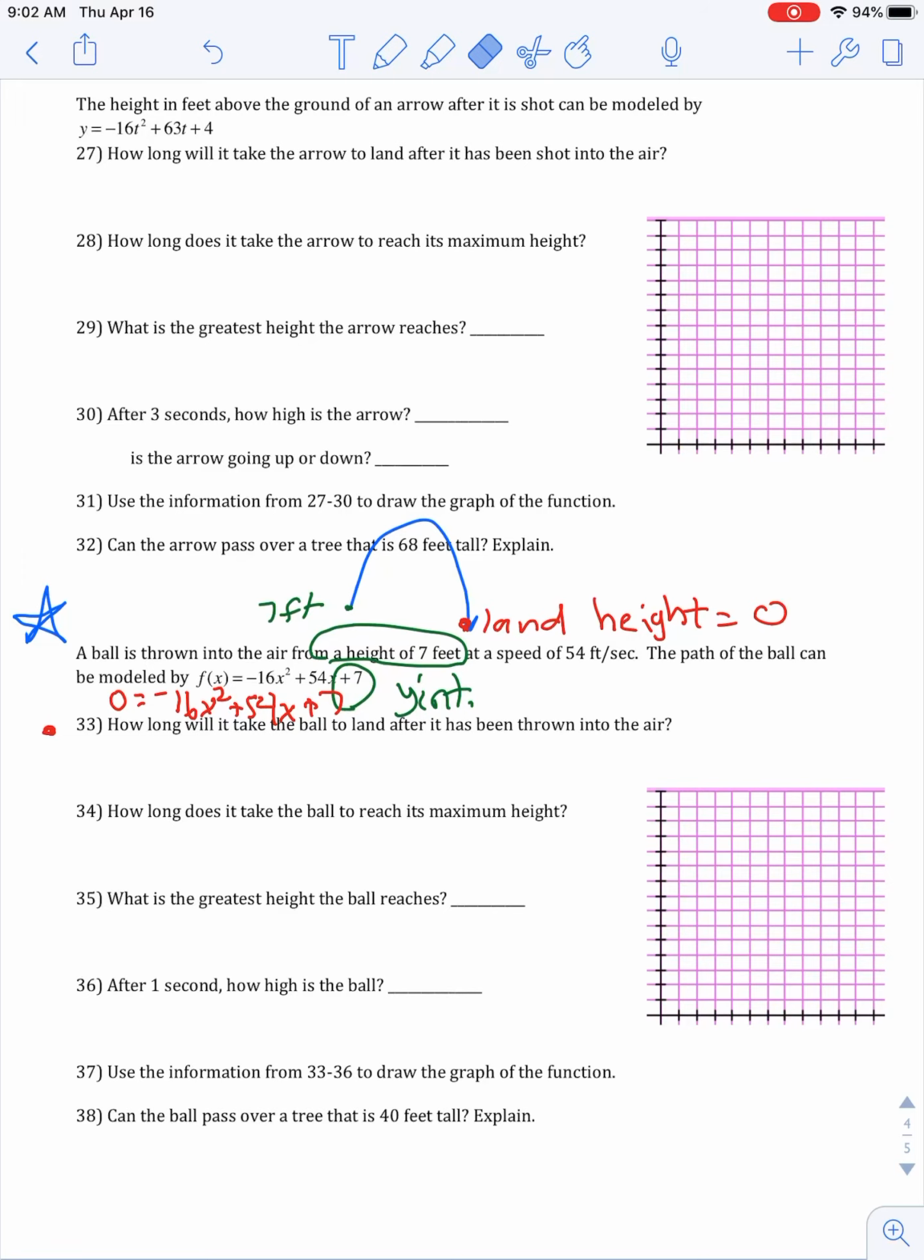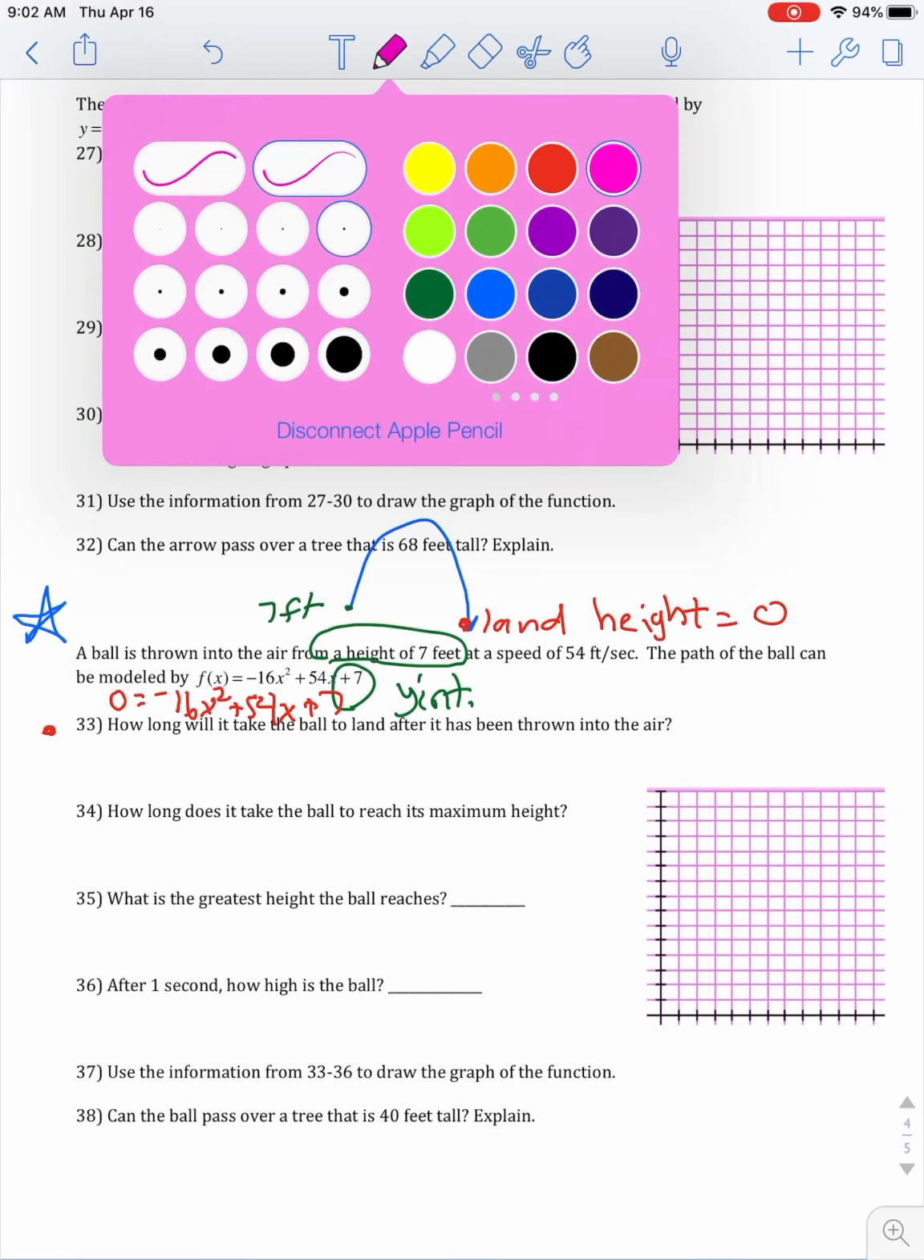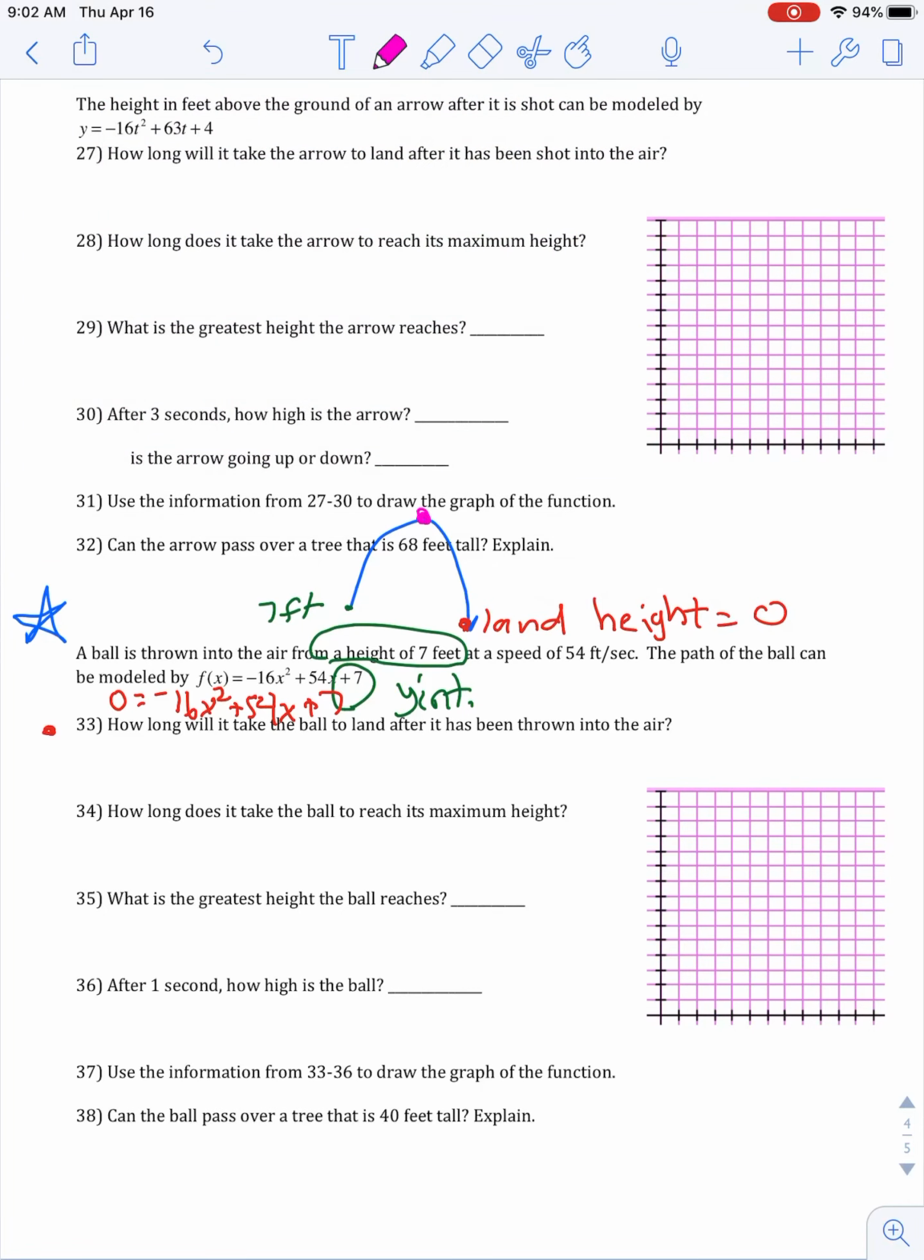The next question says, how long does it take for the ball to reach its maximum height? So now we're looking at this point right here. How long is it going to take us to get to that maximum height? And what is the greatest height? Well, these two questions, this is your vertex. So when we calculate that vertex up here, that's going to give us how long and how high, that maximum point, that vertex.